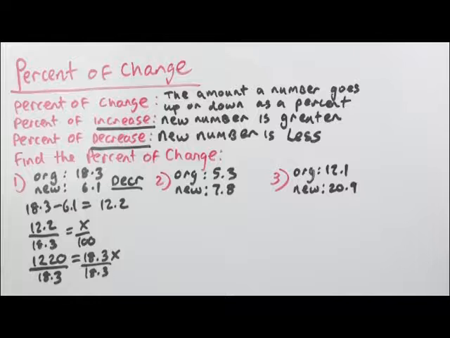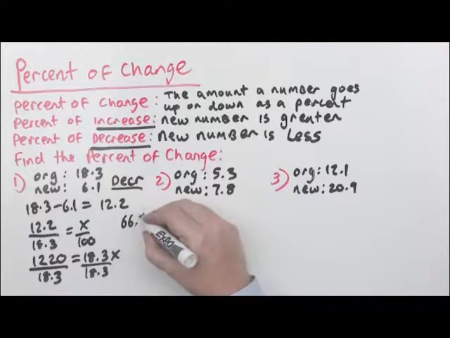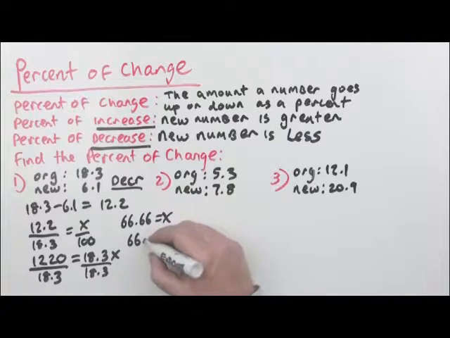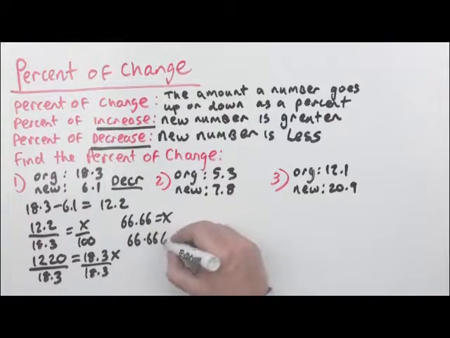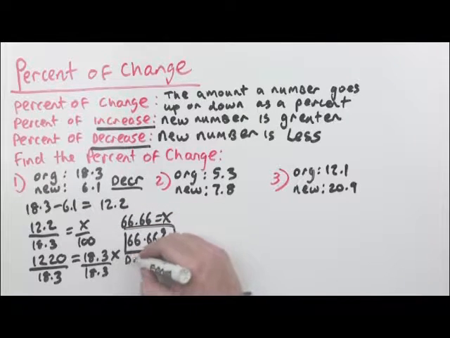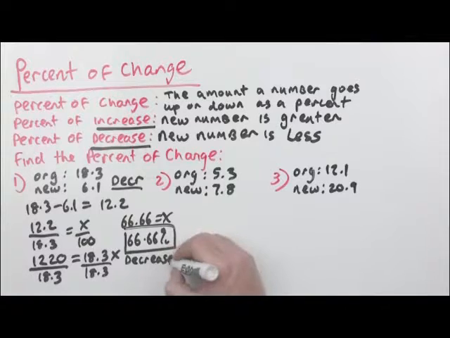Let's see, on both sides, and I get 66.66 equals x, or that's 66.66% decrease. So there's a 66.66% decrease. Okay, let's look at the next one.